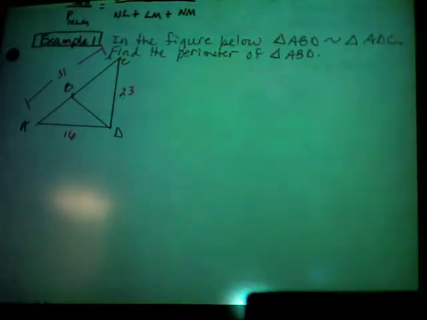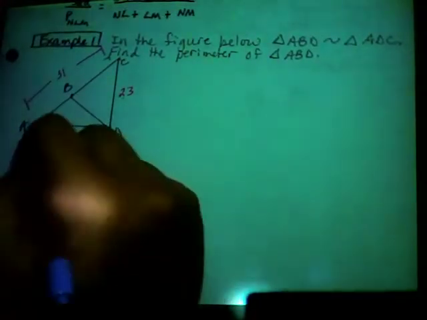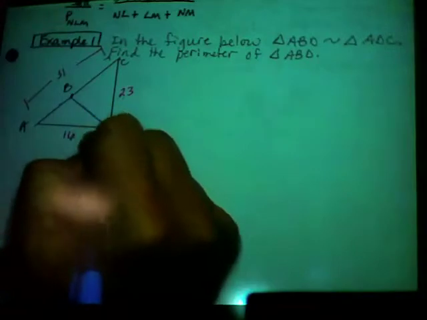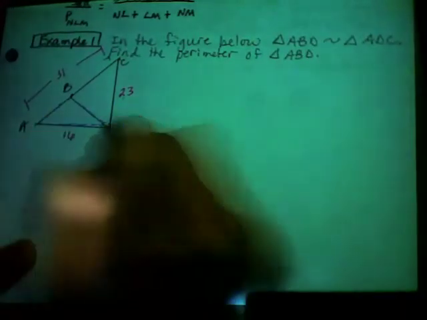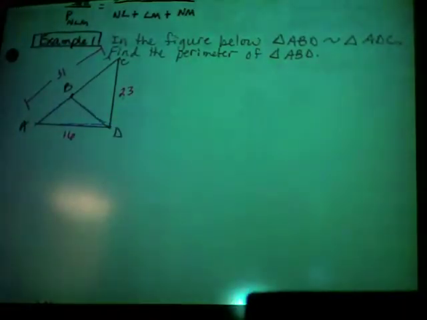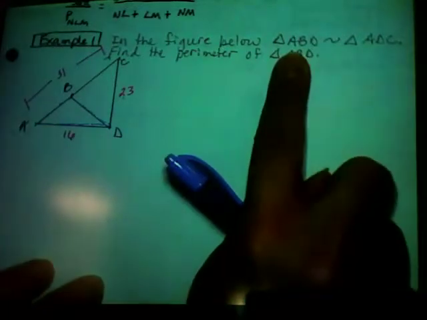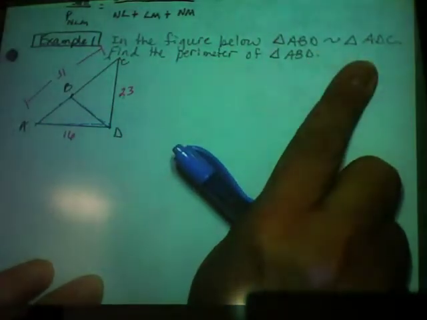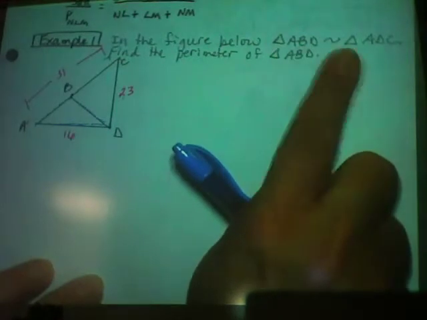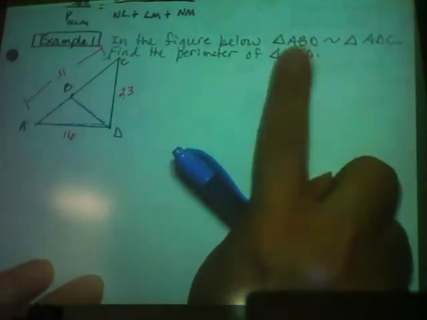So the question says, find the perimeter of ABD. So we're finding the perimeter of this right here. And they say that triangle ABD is similar to triangle ADC. In this similarity statement, they're telling you what angles correspond to each other.